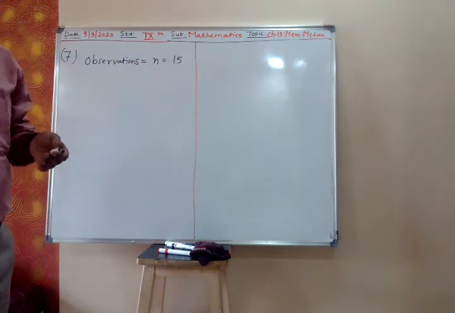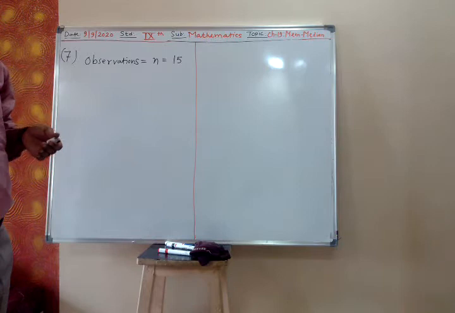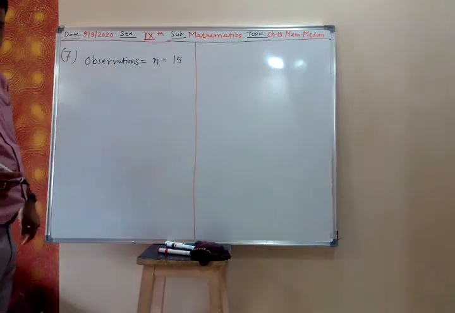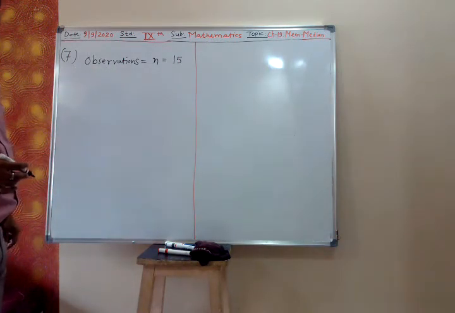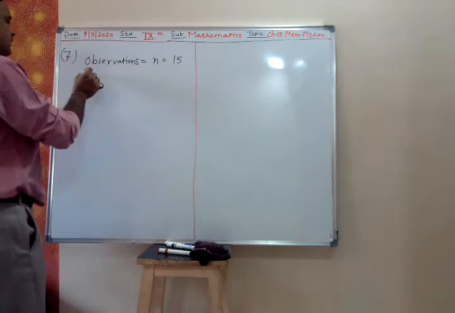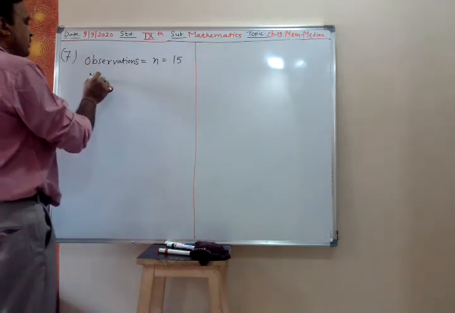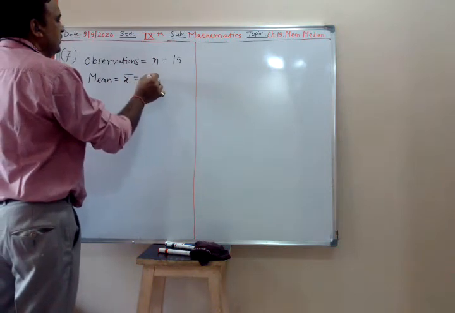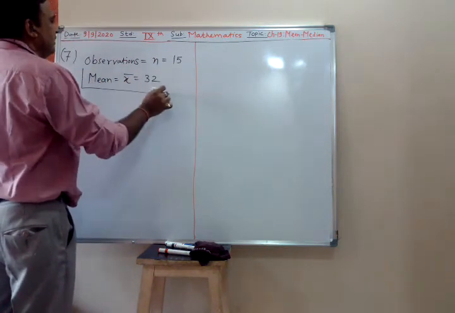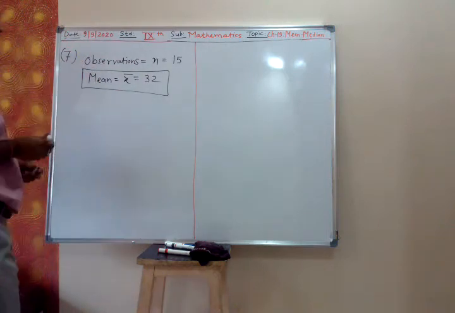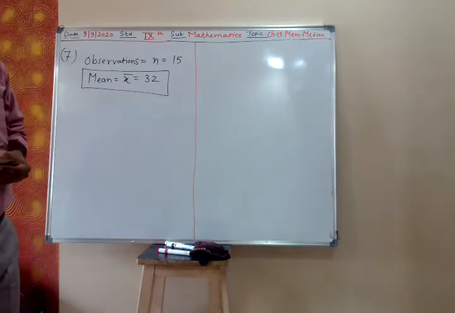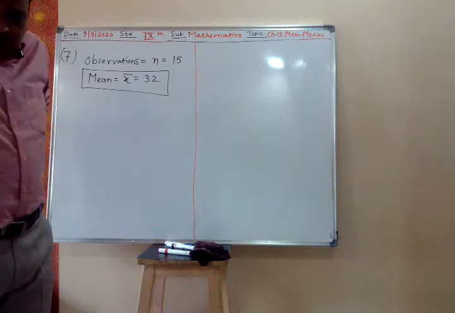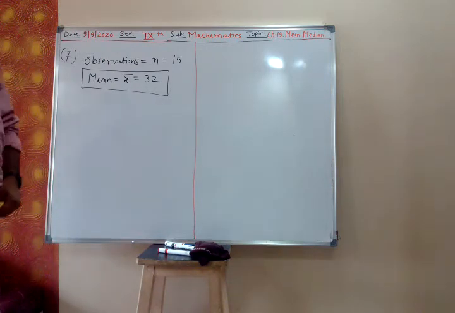How many values are given? That is 15. And the mean of these 15 observations is 32. So the mean value is given. Mean x bar is given as 32. There are 15 values of x. Their mean is 32. Find the resulting mean.